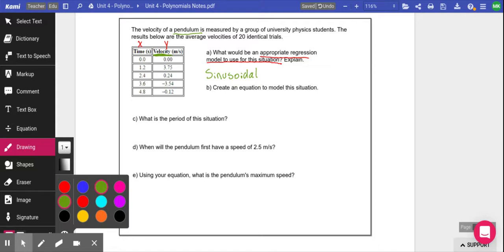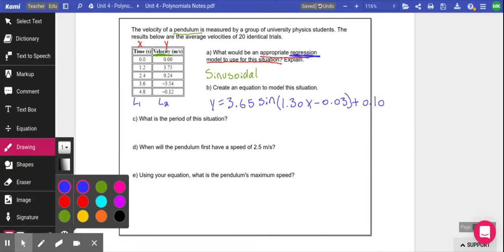Create an equation. So to create this equation, you need to put those into your L1 and L2 and then do a regression. When you do that, you should get, and I'm just going to round to the nearest 100th, 5 sine 1.30x minus 0.03, and then plus 0.10 when you round it.